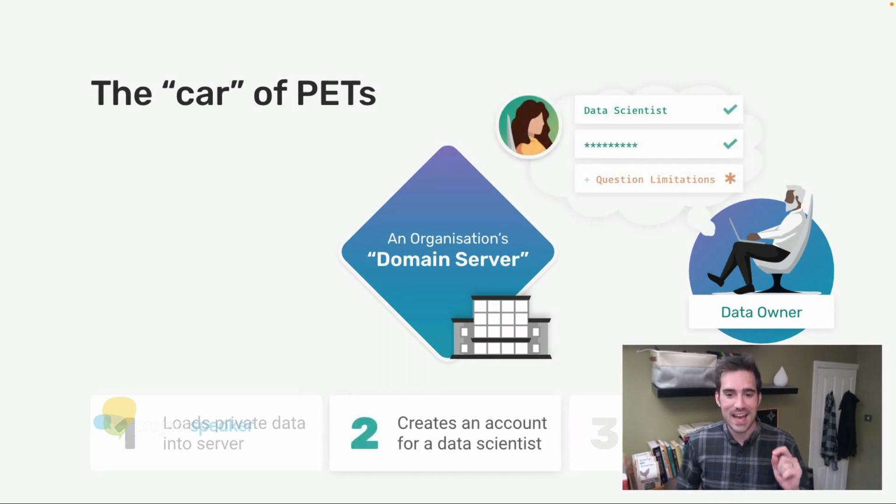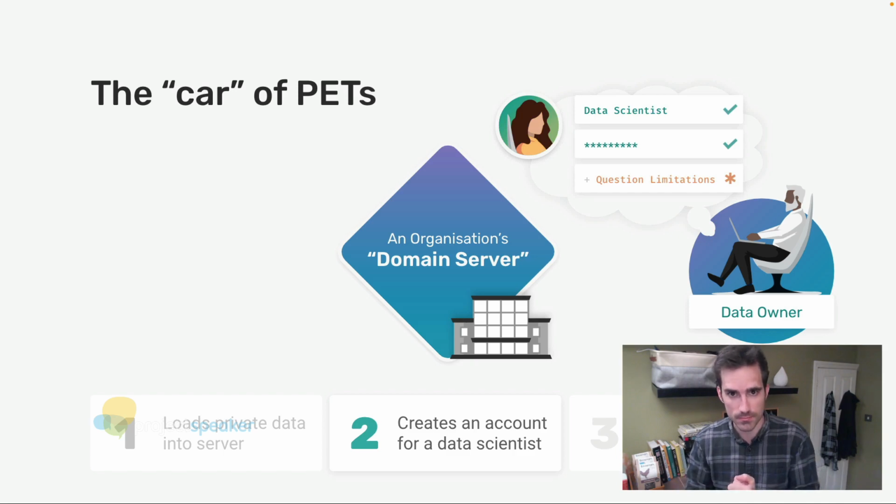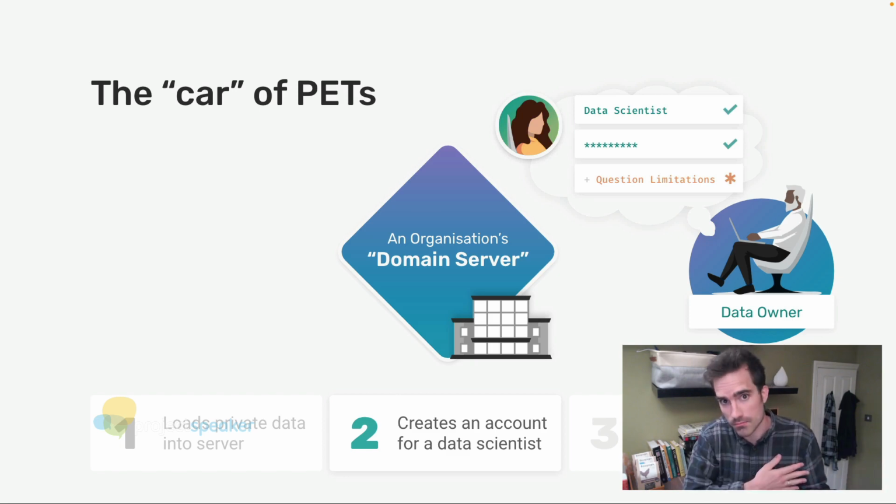And then I create an account for a data scientist: username, password, and most importantly, in orange here, I set question limitations. What I'm specifying is, hey, my data is in this server, and for this particular person, I want to limit what types of questions that person is allowed to use my data to answer. Like I might want to allow this person to answer the question, what causes cancer, without being able to answer the question, does any particular patient have cancer. So different types of questions. Some questions are okay, some questions are not okay.